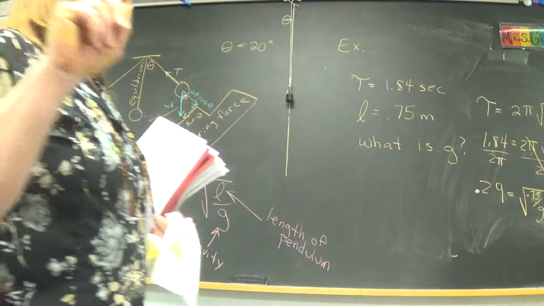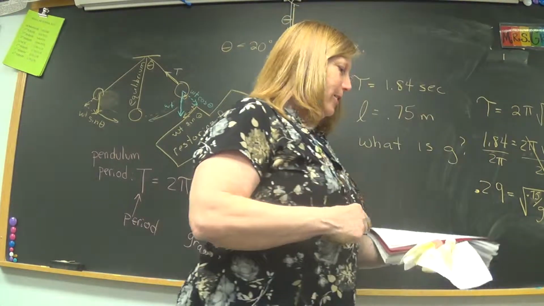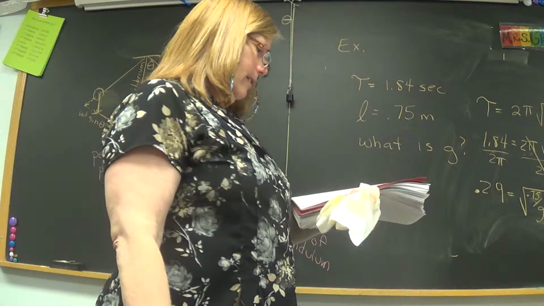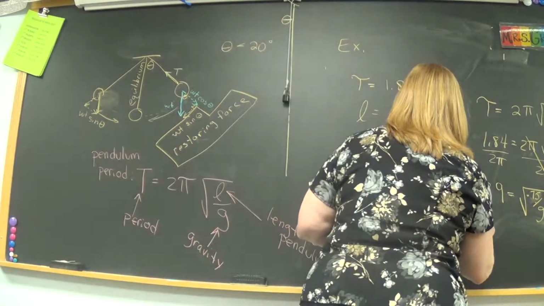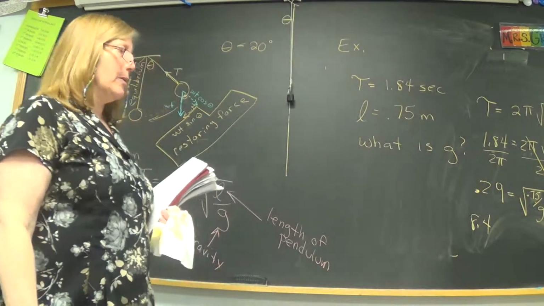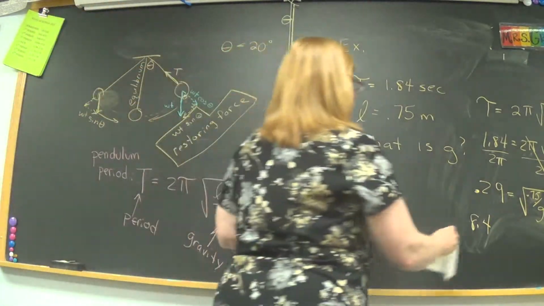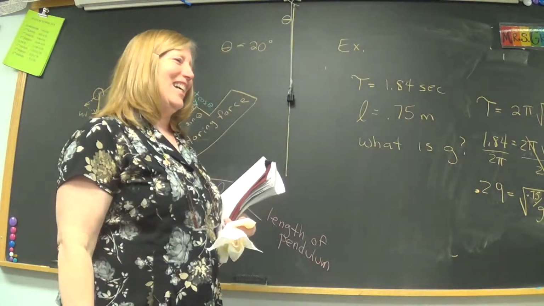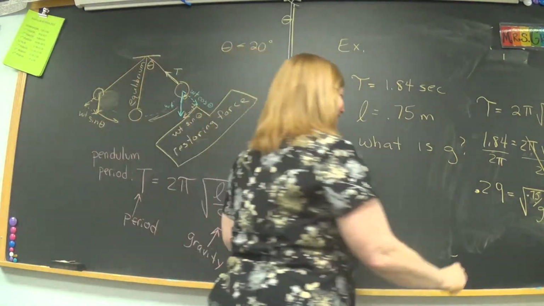Square both sides. Annabella, square 0.29. 8.4. Is that right? It sounds a little high. 0.29 times 0.29, not 2.9. Oh yeah, my brain is failing me. It's okay. It's 0.08.